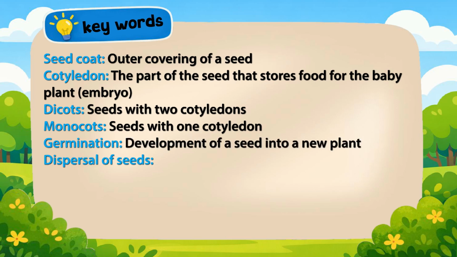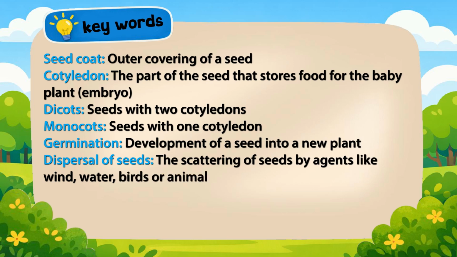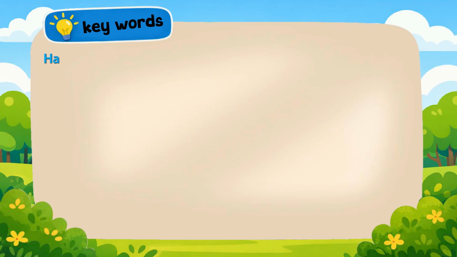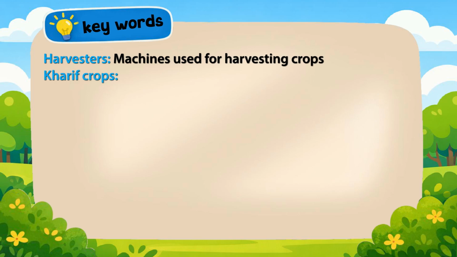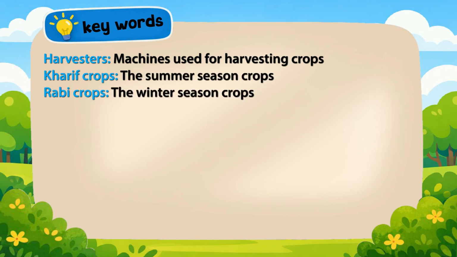Dispersal of seeds, the scattering of seeds by agents like wind, water, birds or animals. Pesticides, chemicals used to kill pests. Harvesters, machines used for harvesting crops. Kharif crops, the summer season crops. Rabi crops, the winter season crops.